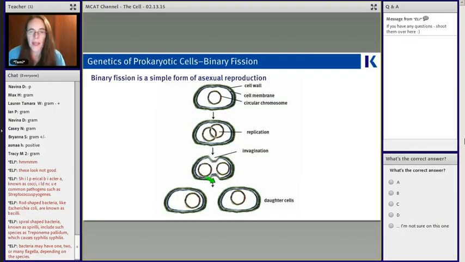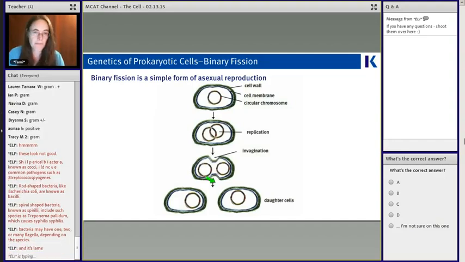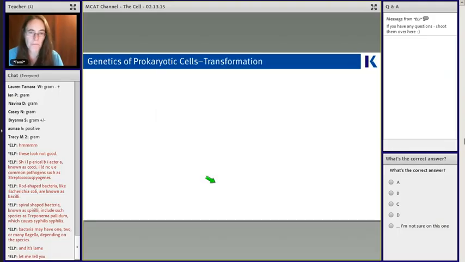Now, the pace at which binary fission occurs is different for each bacterium, and it can be very, very fast. Clostridium perfringens is what causes food poisoning. Clostridium has a doubling time of 10 minutes. This is why food poisoning only takes a couple of hours to display itself, because it's got that 10 minutes for its doubling time.